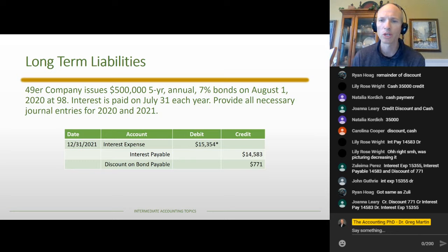I just did a little bit of a rounding thing there because I think it's like 50 cents plus and minus, and so I just made sure that it fit. So the interest expense, in order to fit the journal entry correctly, I just made it 15,354. And by the way, on the test, don't worry about that kind of stuff. If there's some sort of rounding issue, I will absolutely take that into account. But good job. Good job.